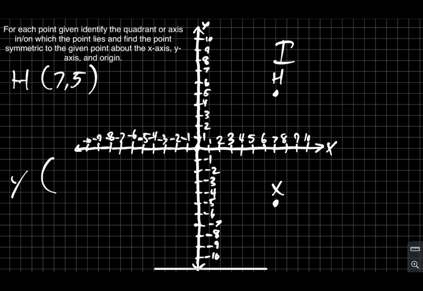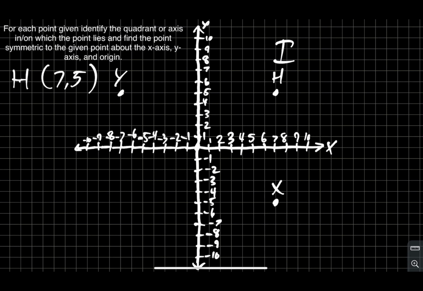Now, for the point symmetric to H about the y-axis, we need to change the x value. So point Y, which is that symmetric point, we're going to go from +7 to -7. And then we're going to keep the y value the same. So our point is going to be right here. And that's going to be point Y.